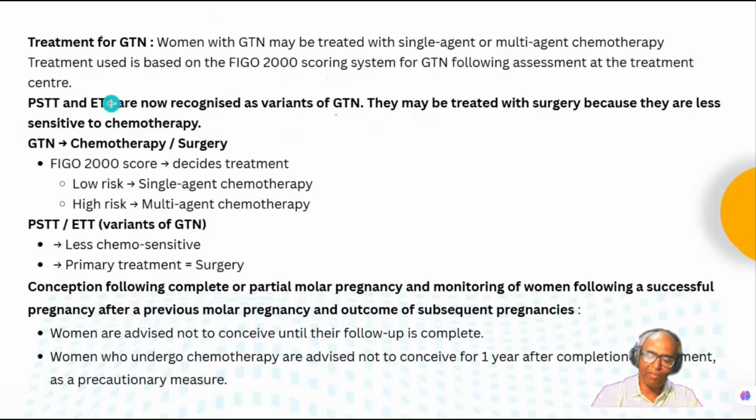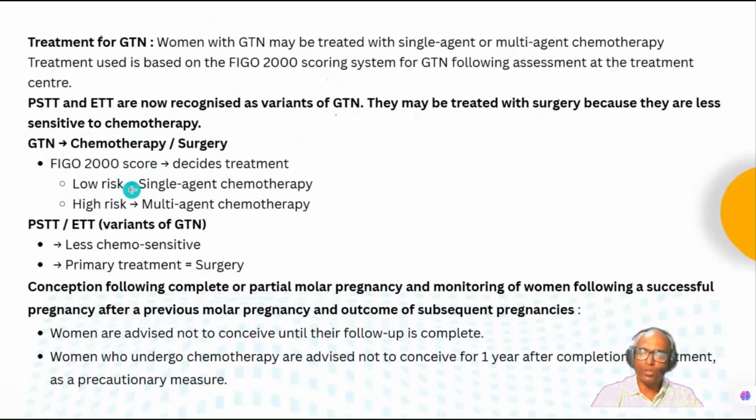So we have seen who requires the GTD referral, out of which PSTT and ETT and even atypical placental site nodules require surgical treatment, and they are less sensitive to chemotherapy. So GTN chemotherapy is dependent on the FIGO 2000 scoring system. Patients are divided into two groups: low risk and high risk.